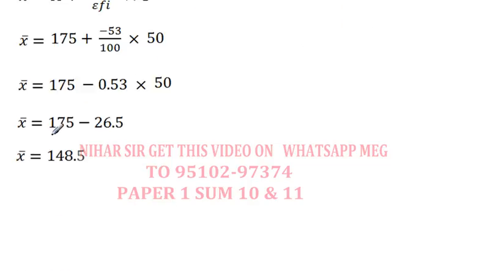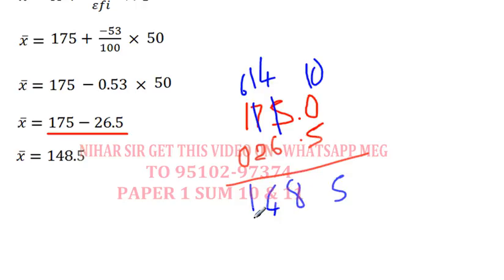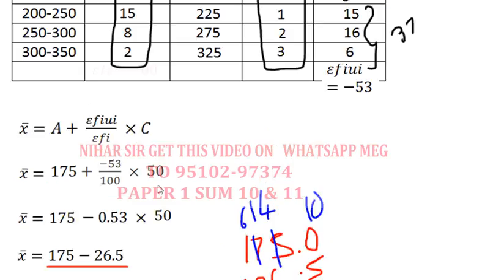If you don't know how to subtract in decimals, let me show it to you. That's 175.0, if I write zeros, minus 26.5. Point should come below point, like this. Now I can subtract. So 0 minus 5 does not work, so borrow, that's 5. 4 minus 6 does not go, so borrow, 14 minus 6, that's 8, and 148.5. So I think you understood how to solve this.